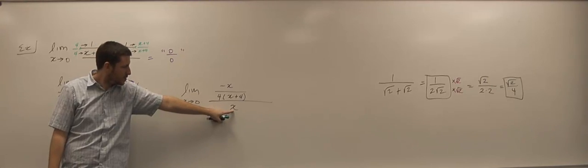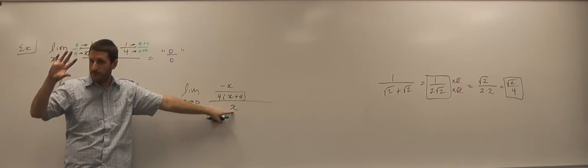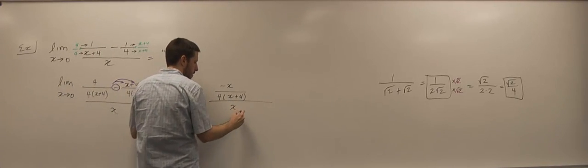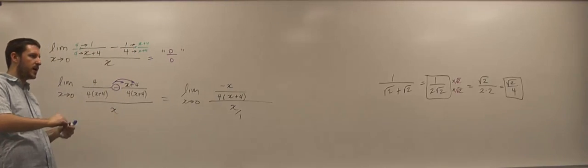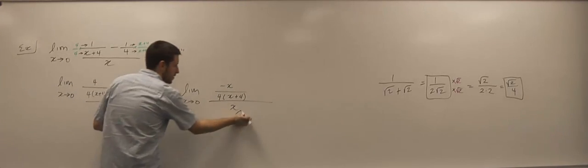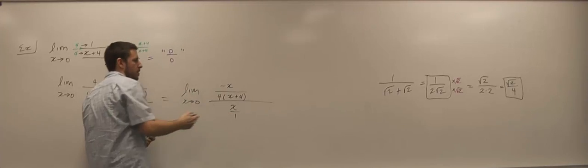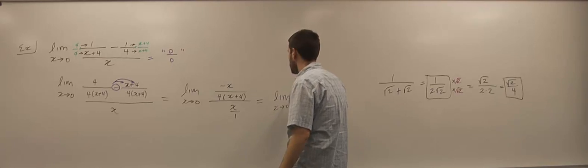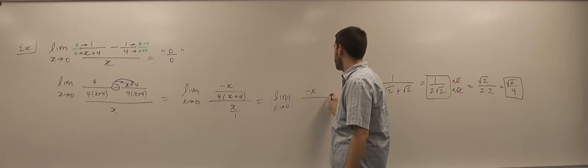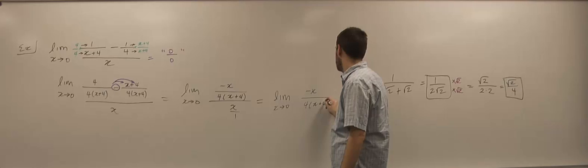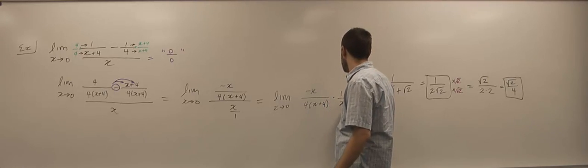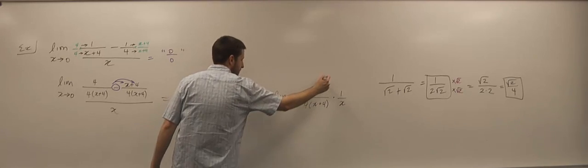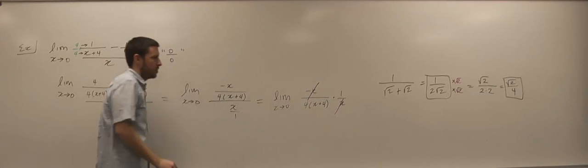So what can we do? Flip it up, right? Multiply by the reciprocal. Think of this as x over 1. Then it gets flipped up and you multiply by 1 over x. So this is the same thing if I take the limit as x goes to 0 of negative x over 4 times x plus 4 times 1 over x. And now I'm getting somewhere. Now these x's cancel. One's on top, one's on bottom.